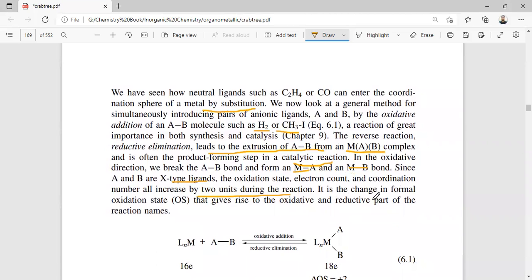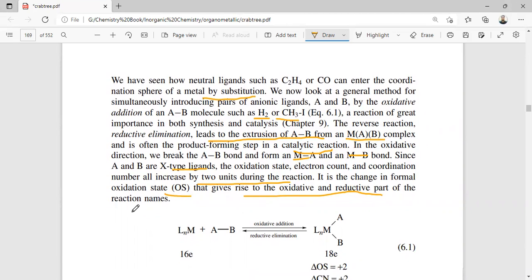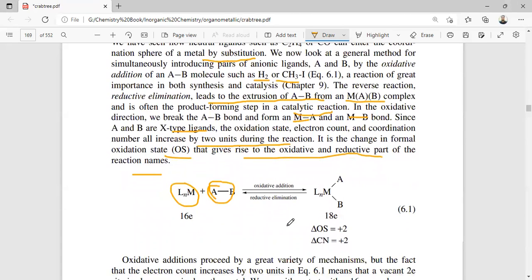It is the change in the formal oxidation state that gives rise to the oxidative and reductive parts of the reaction name. So that means in the oxidative reaction, the A-B bond is broken and A and B are directly connected to the metal. So here in the oxidative addition, the oxidation count of the metal is increased by 2 units, and the coordination number also increases by 2 units, and the total electron count is also increased by 2 units.